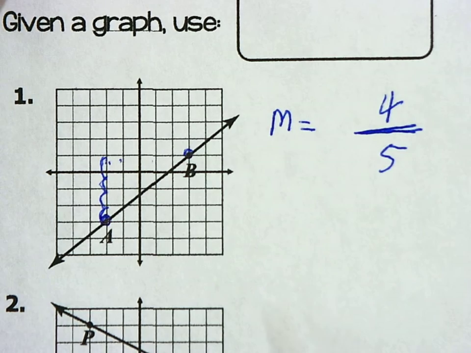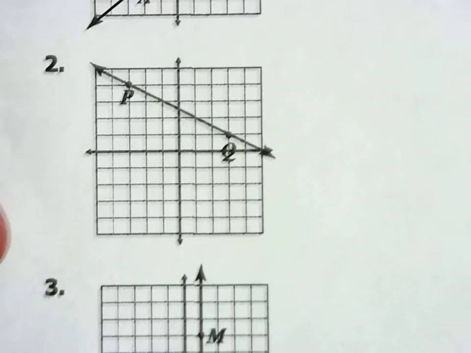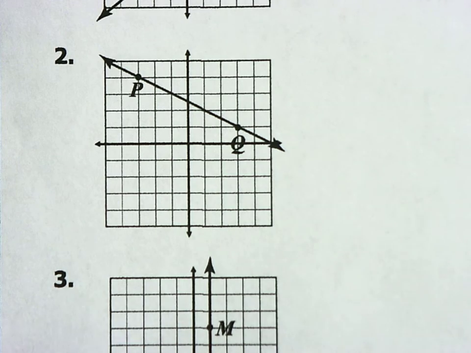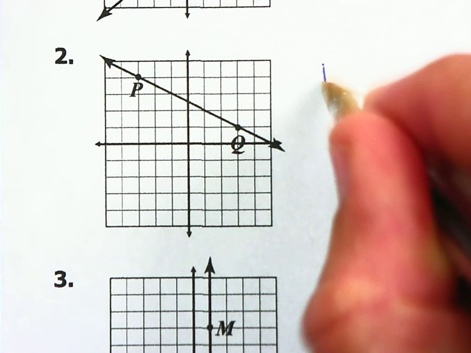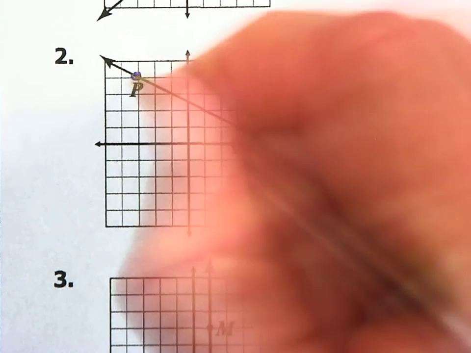It's rising to the right. It should be positive, and it is positive. All right, let's try example 2. Go ahead and write m. Write your equal sign. I'm just going to start from the left. That's what I'm used to.